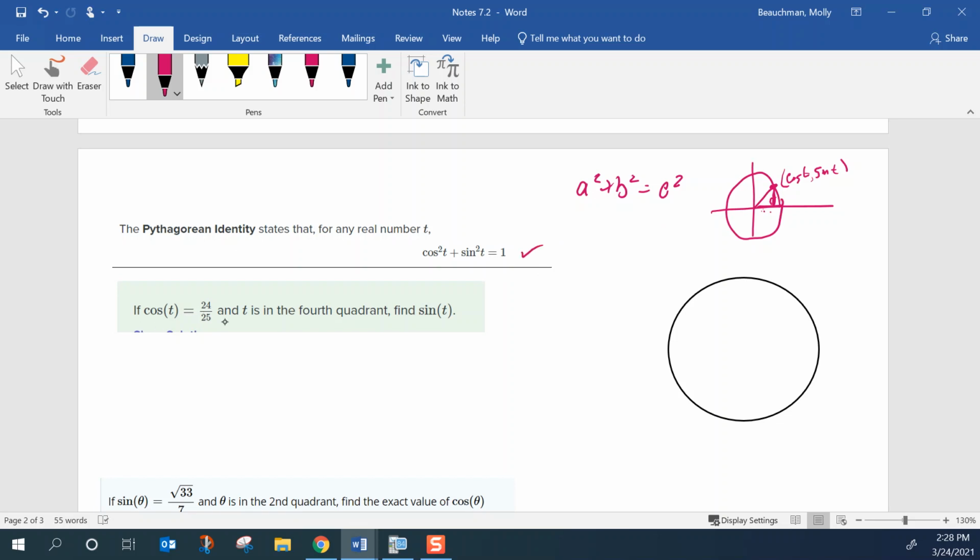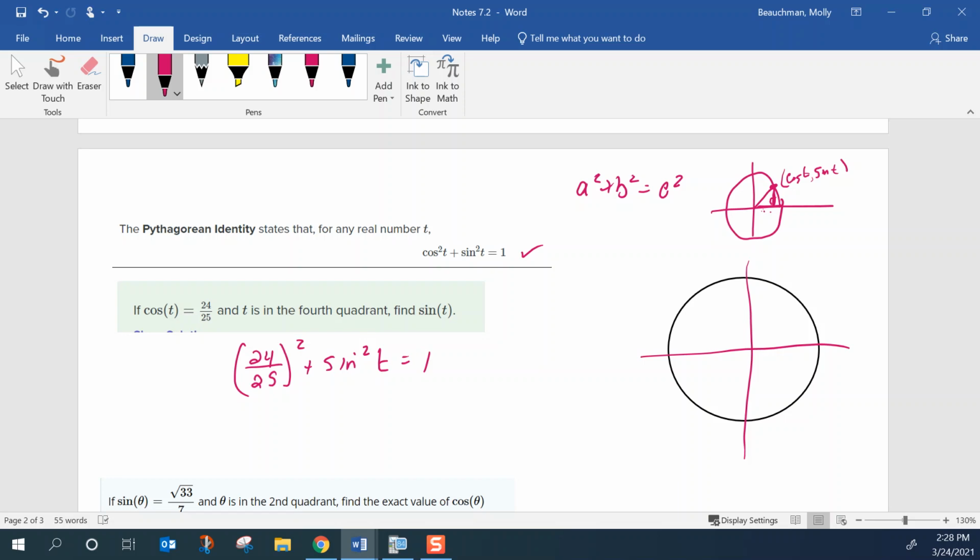So what do we use the Pythagorean identity for? Well, if you have the cosine or sine of an angle, you can always find the other trig ratio. So for example, if our cosine is equal to 24 over 25, and we know t is in the fourth quadrant, find the sine of t. Well, we put this in our identity. Identity is just a formula. 24 over 25 squared plus the sine squared is equal to 1.